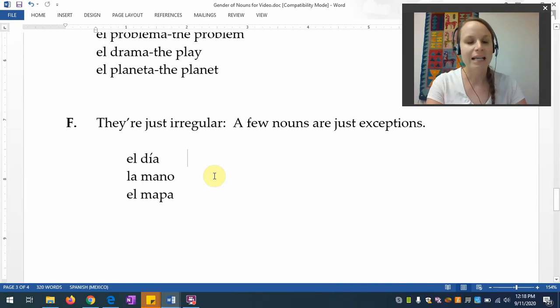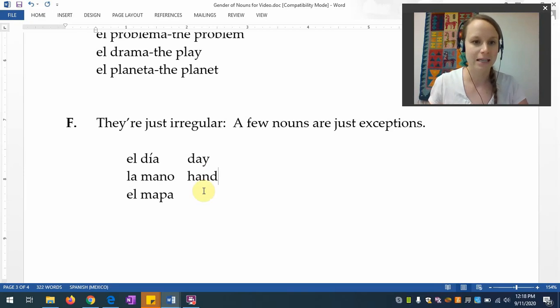Okay. These three nouns don't fit their designation. So el día ends in an a, but it's masculine. That means day. La mano ends in an o, but it's feminine. That means hand. El mapa, it kind of fits into that Greek category, but that's the map. Ends in a, but it's masculine.